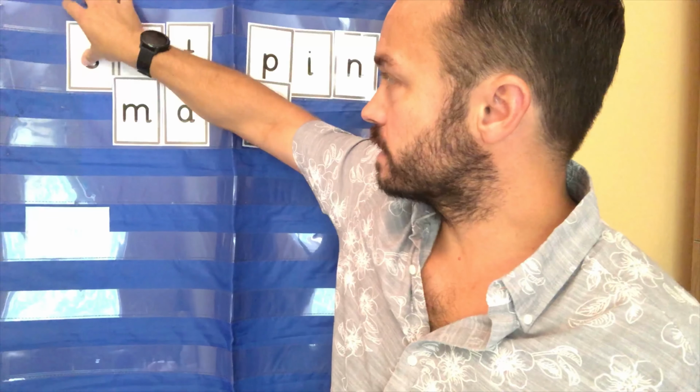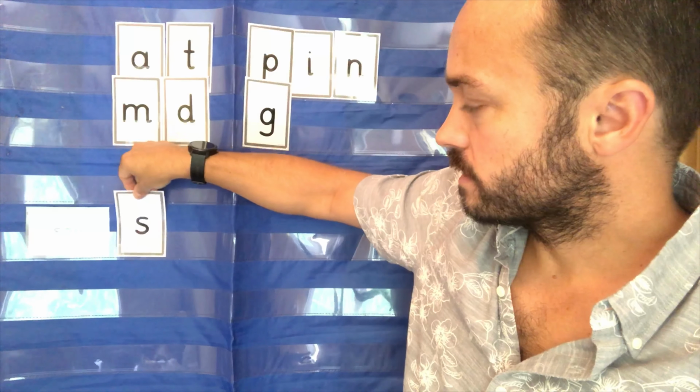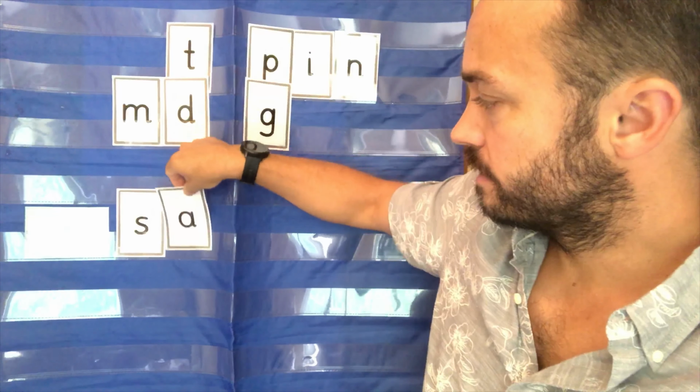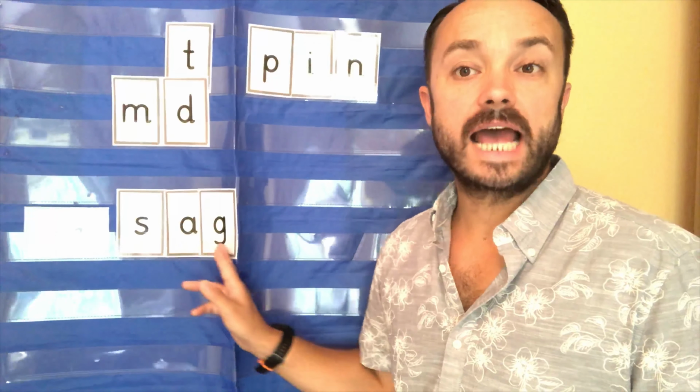What's the initial sound? S. We're looking for a S. Now ask your children, can you find that S? Here it is. S. What's the middle sound? A. Sag. S. A. Can you find the A? Here it is. And the final sound is G. S-A-G, sag.